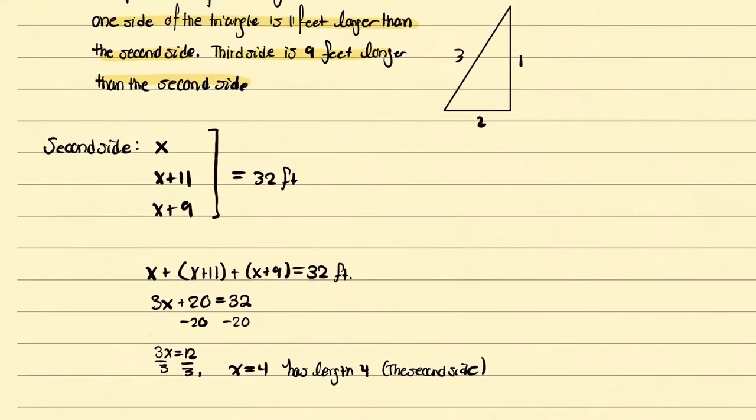So let's figure out what everything else is. This is going to be 4. This is going to be 4 plus 11, it'll be 15. And this will be 4 plus 9, so it'll be 13. So the length of each side is 4, 15, and 13. And you're done. I guess I didn't have units, so we'll say feet.